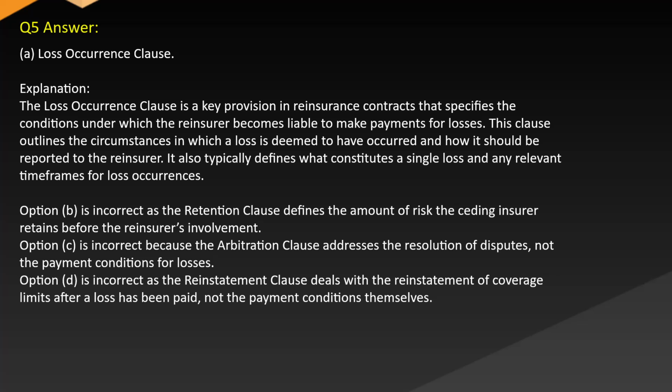Option B is incorrect as the retention clause defines the amount of risk the ceding insurer retains before the reinsurer's involvement. Option C is incorrect because the arbitration clause addresses the resolution of disputes, not the payment conditions for losses. Option D is incorrect as the reinstatement clause deals with the reinstatement of coverage limits after a loss has been paid, not the payment conditions themselves.